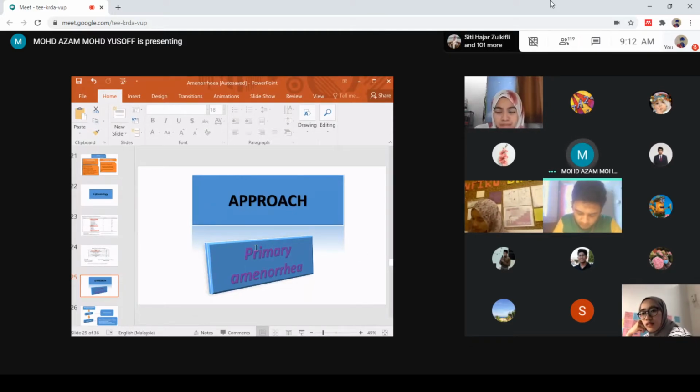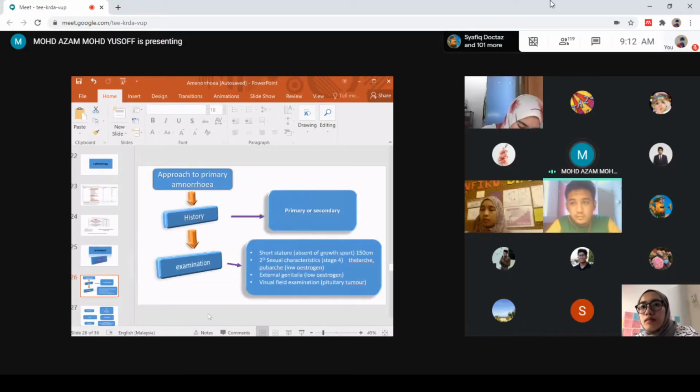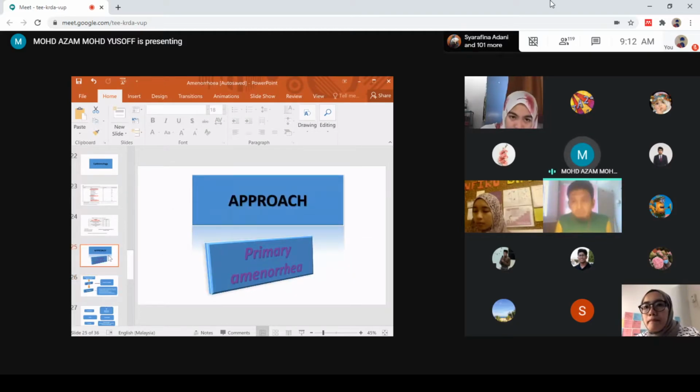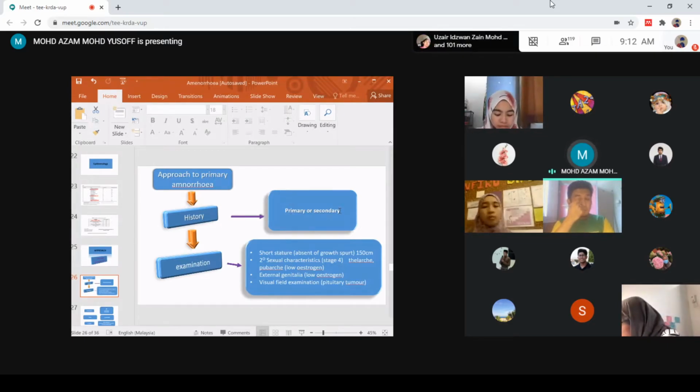So, the approach to primary amenorrhea. If you have a case of primary amenorrhea, how do you approach it? Of course, as we have always been taught, we start with history, examination, and investigation. We have to follow the flow. From the history, you have to confirm whether it is primary or secondary amenorrhea.